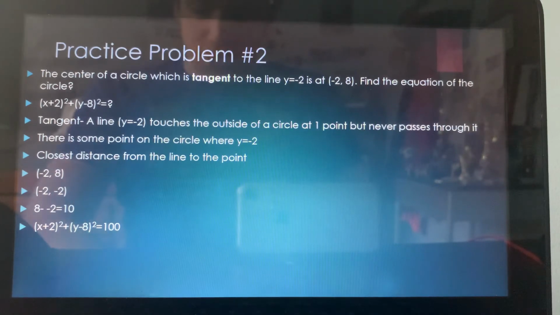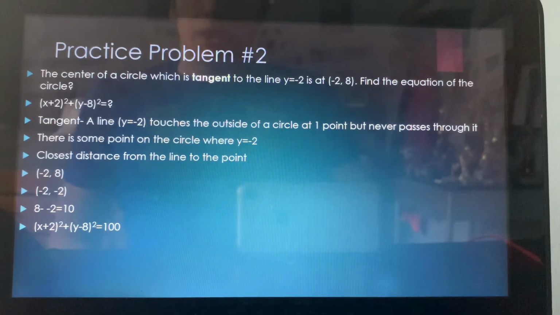So now, tangent is a geometry term. It means that a line, in this case the line y equals negative 2, touches the outside of a circle at one point, but never passes through it. So there's a circle and there's a line that at one point hits the edge, but it just keeps going past. So it's right at the edge. And the distance from the line to the center is the closest distance, because we know the circle is going to hit that point on the line.